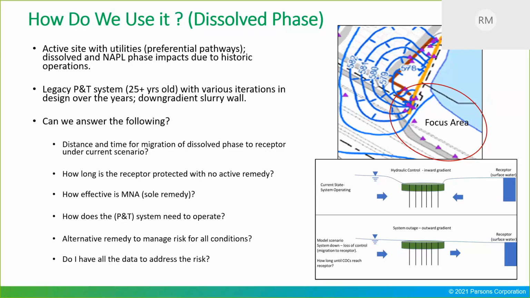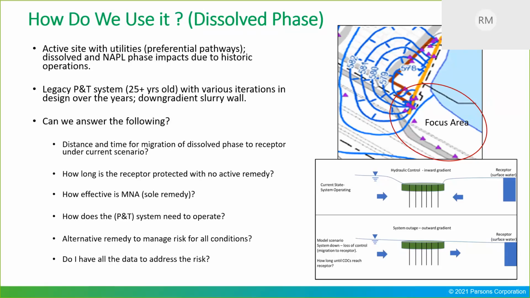Since the system is a perimeter system that is near the surface water body, there is always a risk of migration of NAPL and dissolved phase. And also there are a lot of utilities, since it is a legacy site, so there is always a potential for a preferential pathway, which we have taken into account during our analysis.